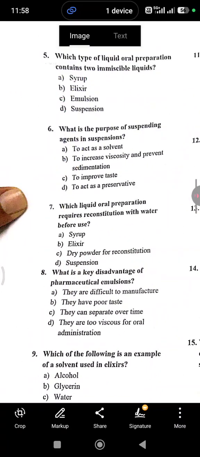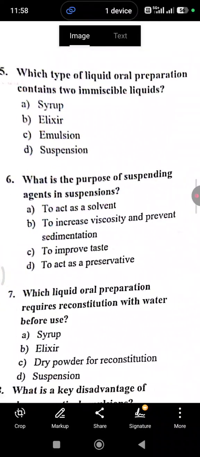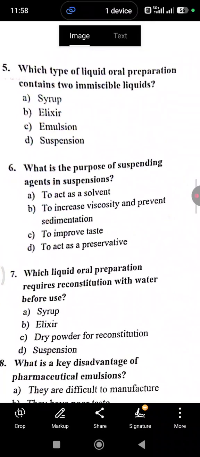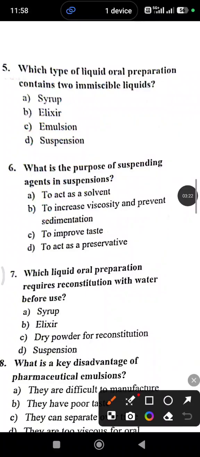The next question is question number 5. Which type of liquid oral preparation contains two immiscible liquids? That is emulsion.